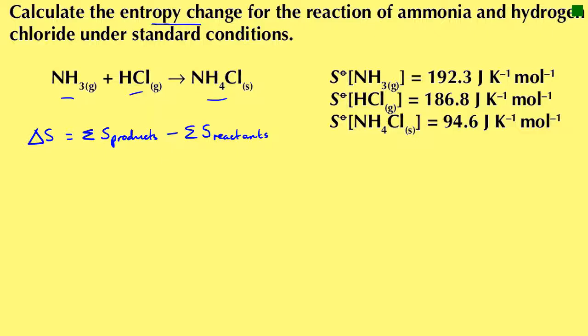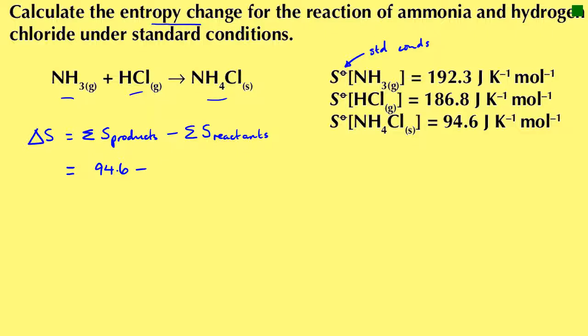So in this case, on the right hand side, we're given all these values, and just a reminder that here we've got standard conditions, which means we're dealing with 1 mole of each substance. And plugging in the values, our product is ammonium chloride, and that has an entropy of 94.6 joules per Kelvin per mole.